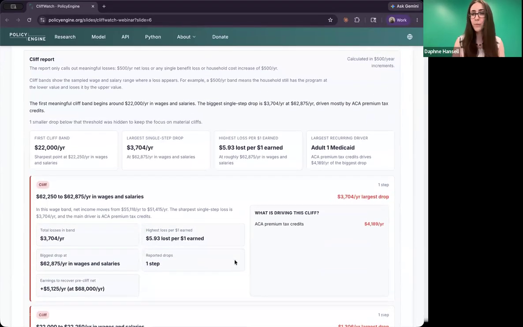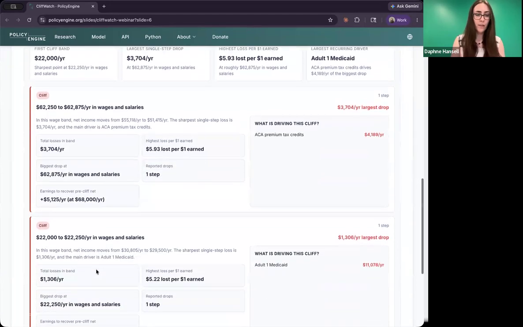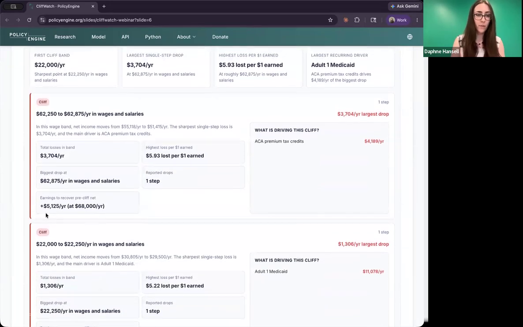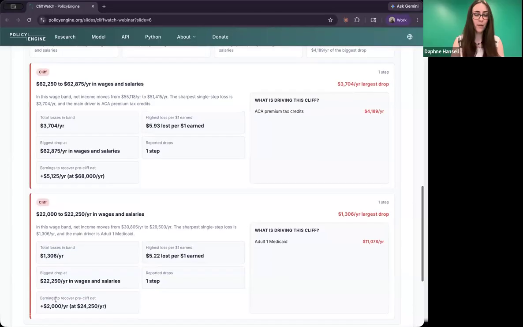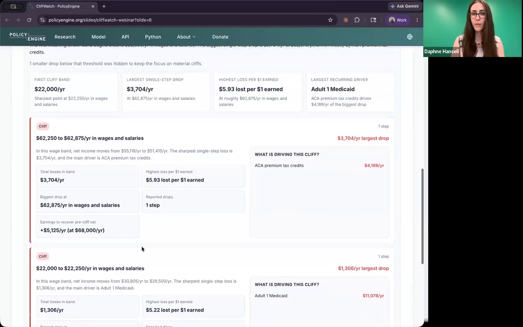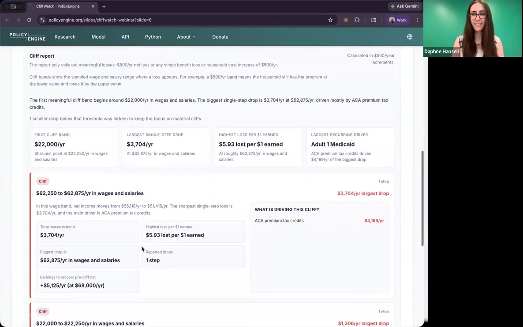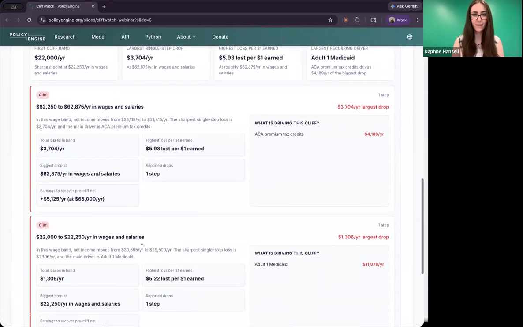The recovery point is the income at which you earn more than you did just before the cliff. For both of these, the first cliff and the ACA cliff, it's about $5,000. And for the Medicaid cliff, it's about an additional $2,000. So let me drill in on that. Maybe go to that first cliff, and let's look at the chart.